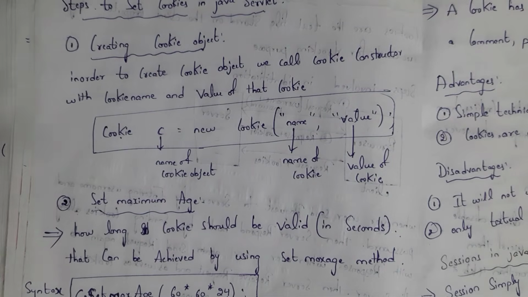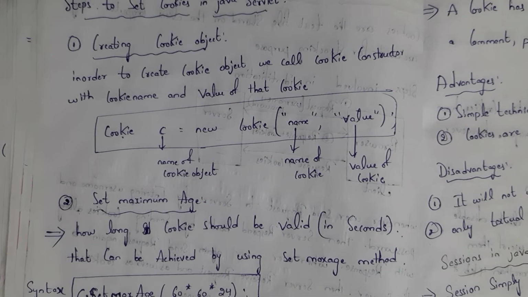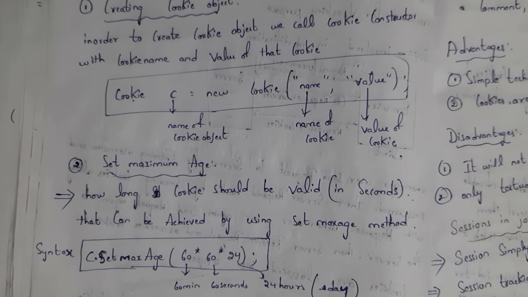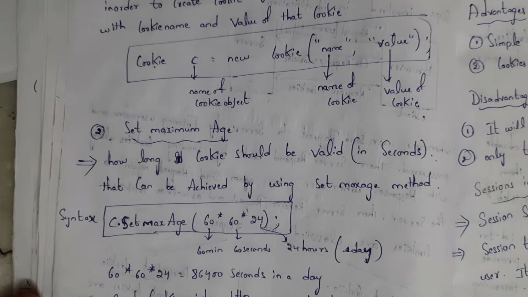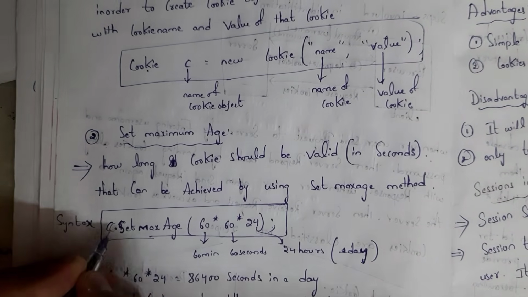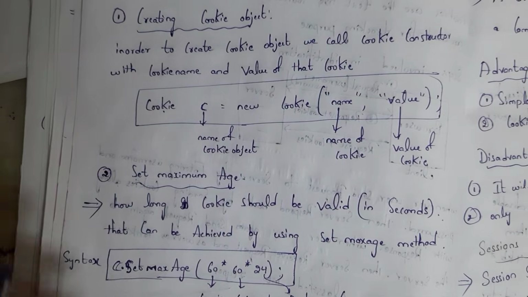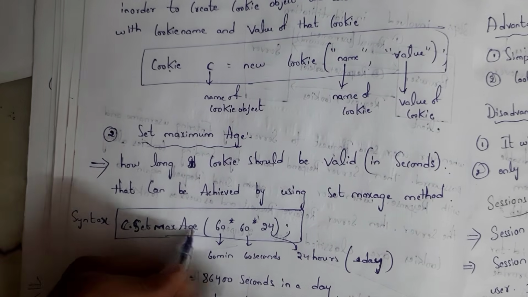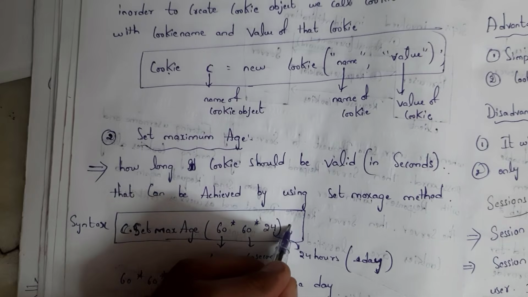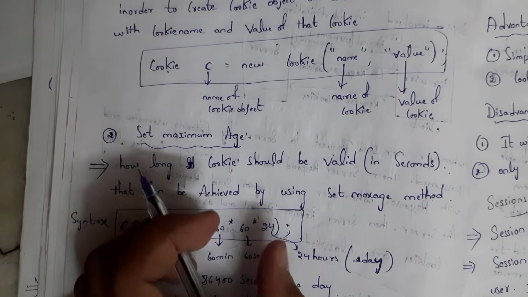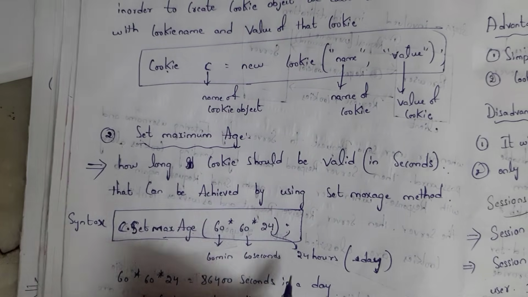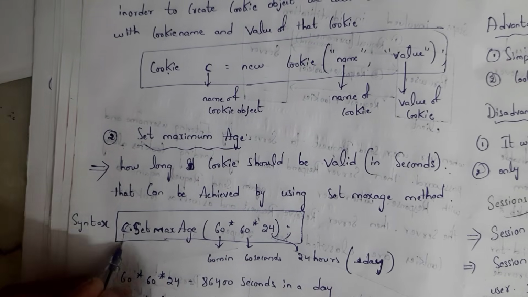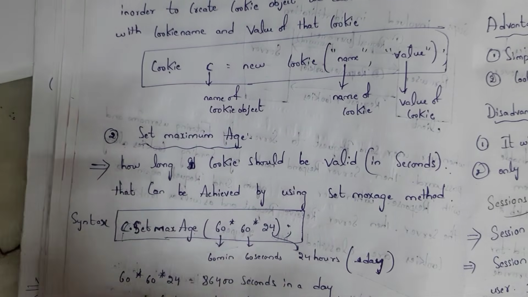After creating the cookie, next step is setMaxAge. setMaxAge means how much time that cookie should be present in your system. This is known as the lifespan of the cookie. For that, this is the syntax. Because here I gave the cookie name as c, you need to write c.setMaxAge(60*60*24). That means 24 hours. The meaning of 60 into 60 into 24 is 1 day. For 1 day the cookie will be present in your system, where c is the cookie name. This is how you can set maximum age for cookies.